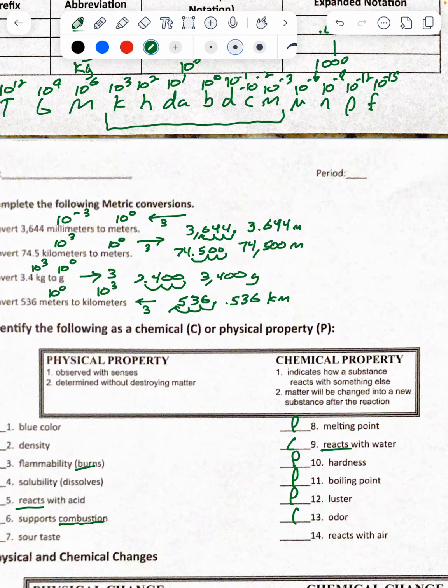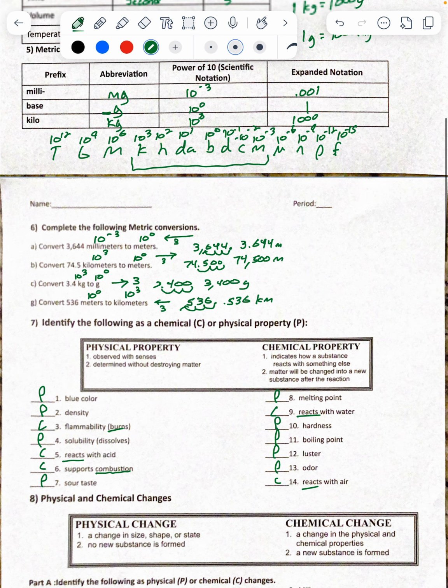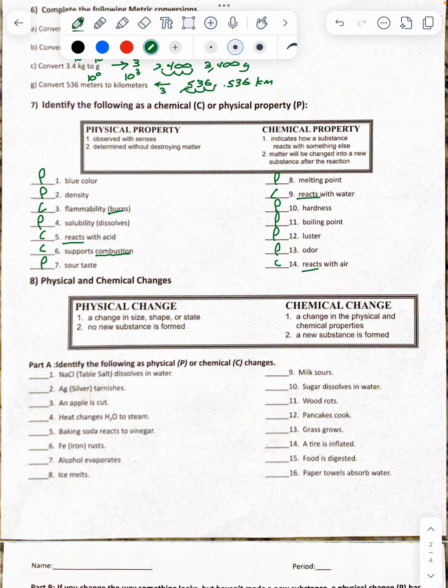Odor, that is physical. Now, if you were to mix something and create a new odor, like if I start burning something and it starts creating a new odor, that would be chemical. But odor by itself, that's just physical. Reacts with air. Again, reacts, that's chemical. Okay, going to next, physical versus chemical change.